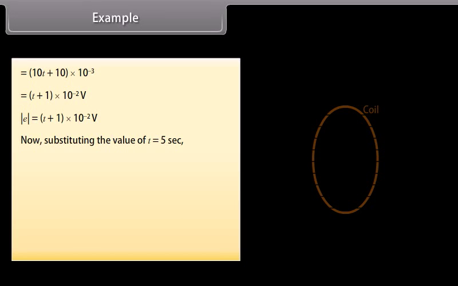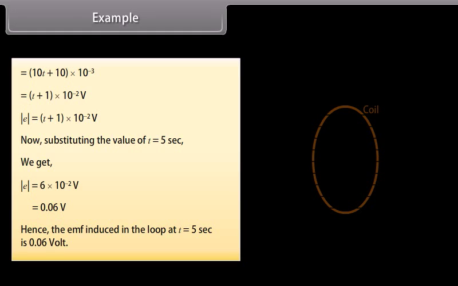Now substituting the value of t as 5 seconds, we get E as 0.06 volt. Hence, the EMF induced in the loop at t equal to 5 seconds is 0.06 volt.